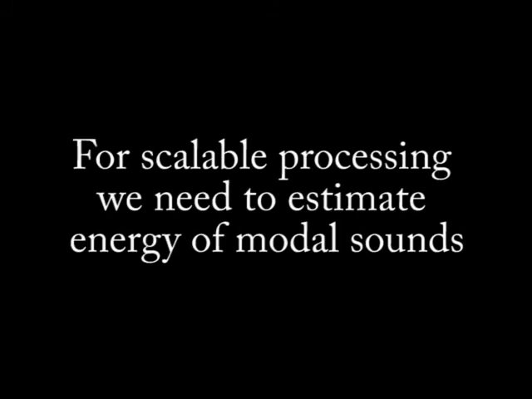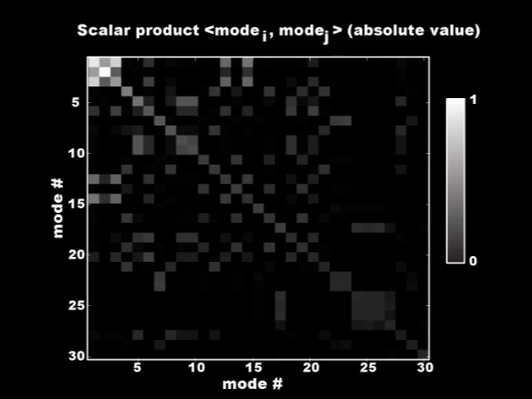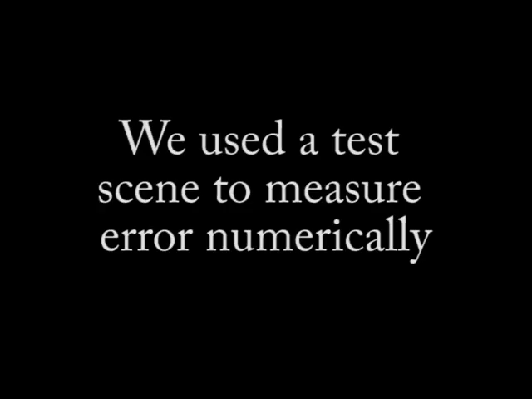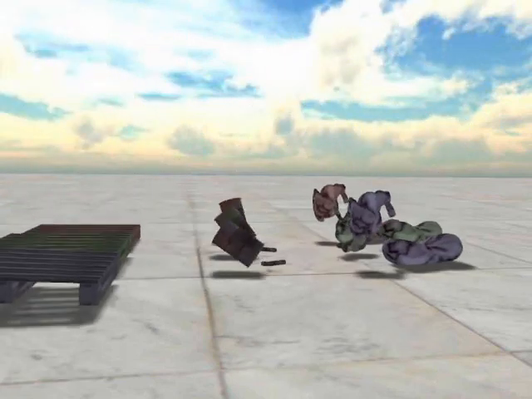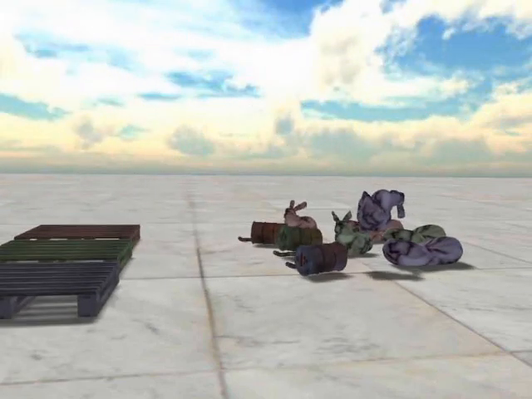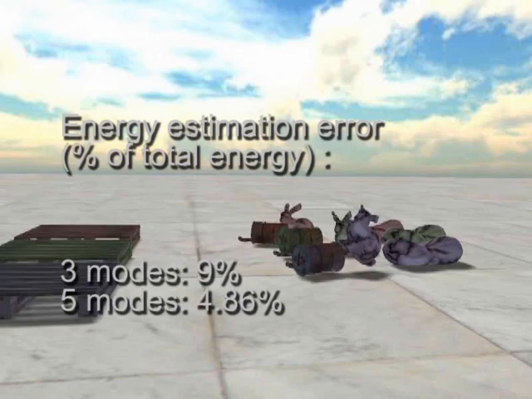This requires us to sort modal sounds. We sort modal sounds by decreasing energy, estimated using scalar products. We exploit the fact that energy is concentrated in a small number of modes, shown in the upper left. We use this scene, which contains 4 different object types and 4 different materials, to evaluate the error of our approximation. The error for the test scene is shown here.